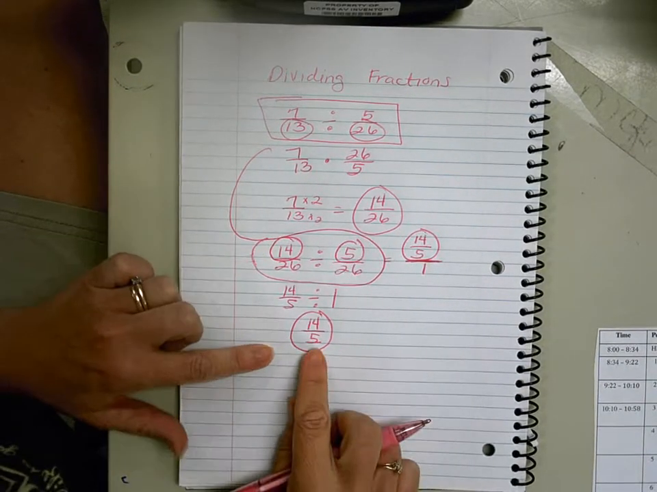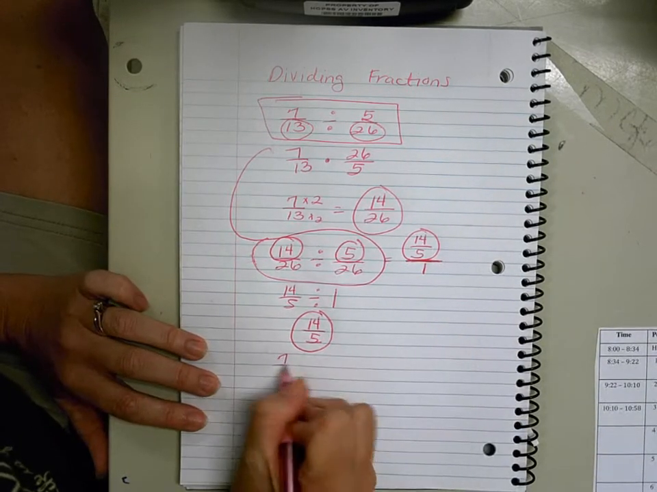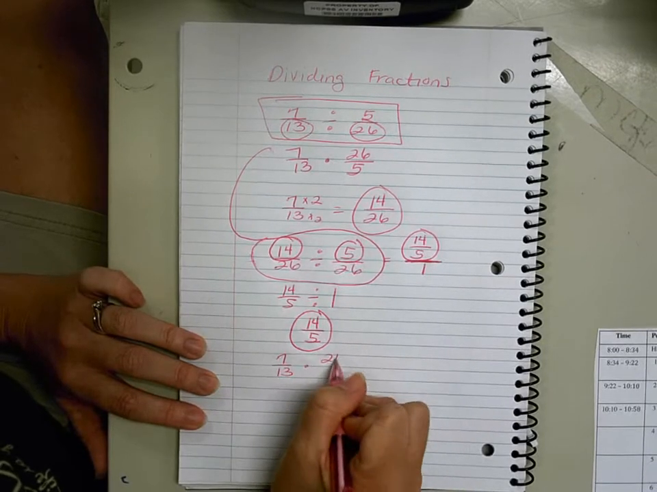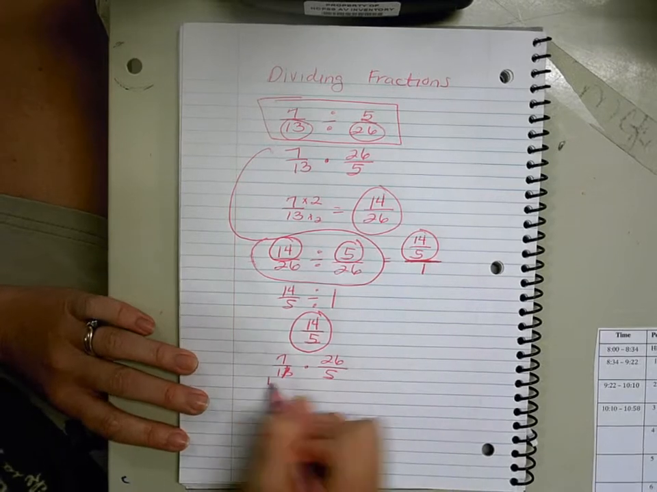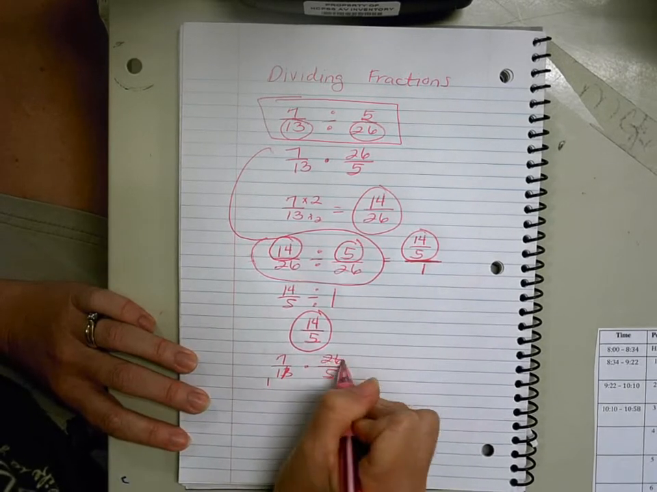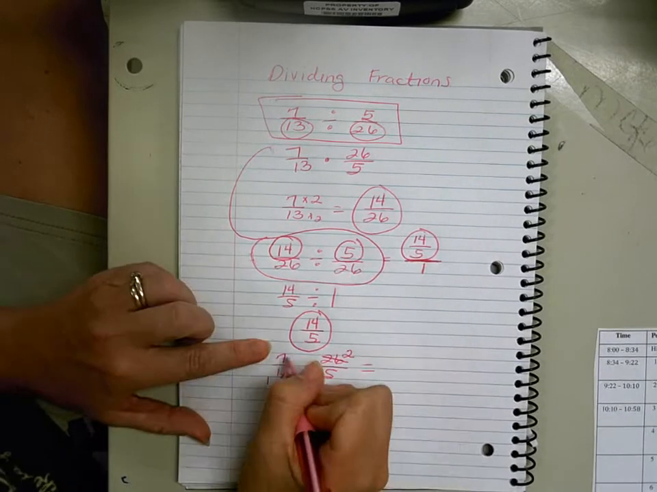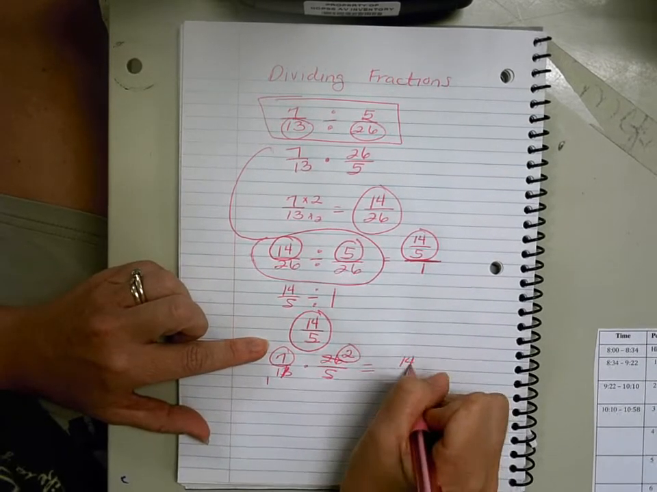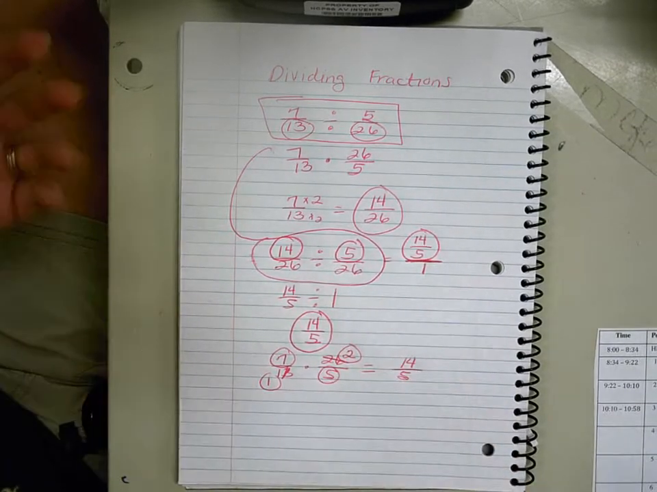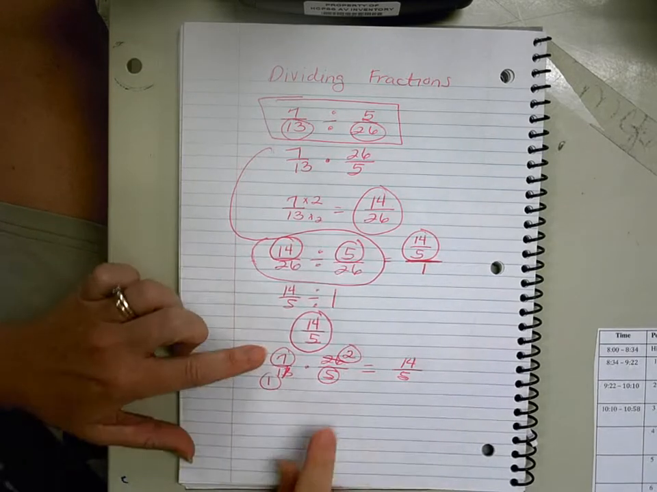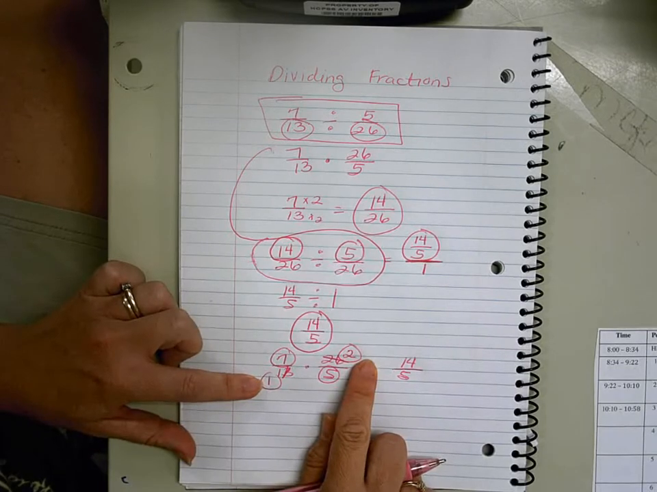If you wanted to double check and use the procedure we've seen in the past, we could have our 7/13 times 26/5, and some students might see that we could cross cancel. 13 divided by 13 is 1, and 26 divided by 13 is 2, and we still get 7 times 2, 14, over 1 times 5, 5. Equally great strategy.